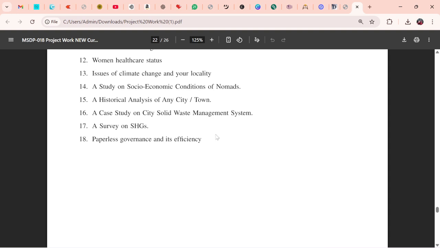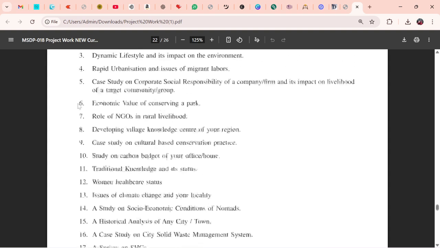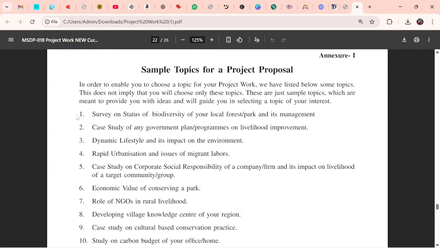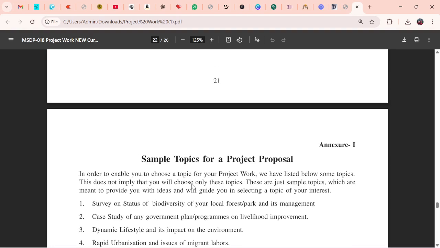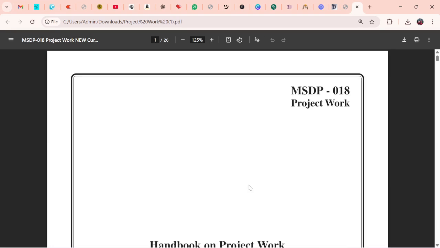So these are sustainability-related topics. You can choose any of them and relate it to your state, your city, or your local place, so that the study looks effective.